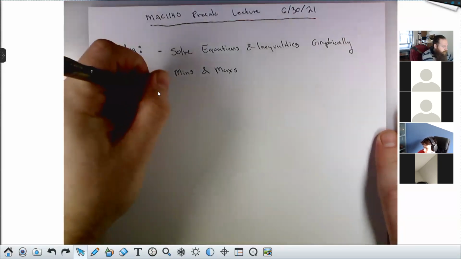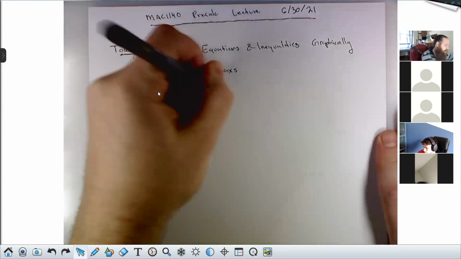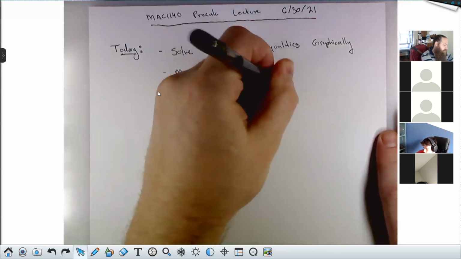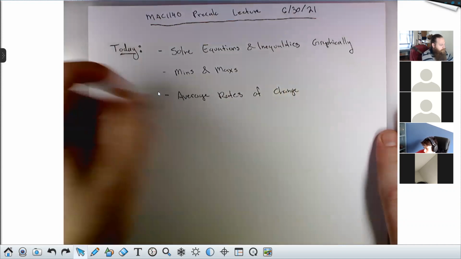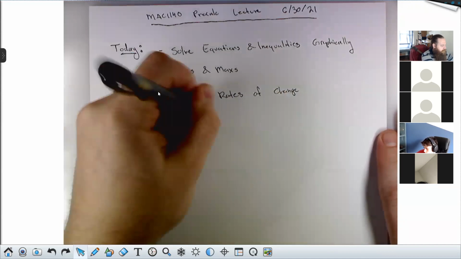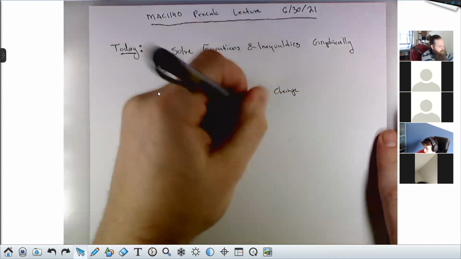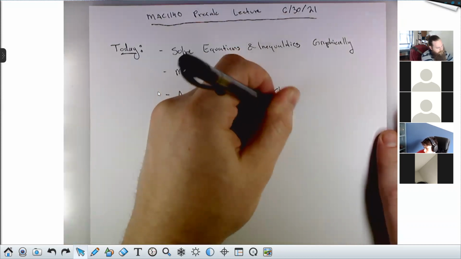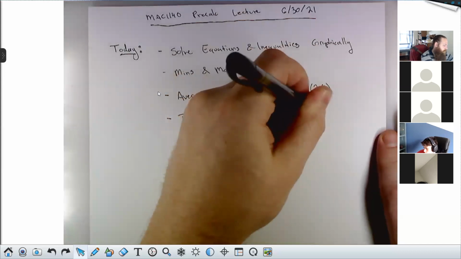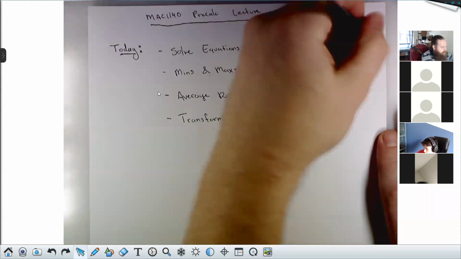And then in section 2.4, which we're going to cover today, we're going to talk about average rates of change. And if there's time, we're going to begin section 2.5, which is on transformations of graphs. So yeah, this was 2.4, this is 2.5, and both of these are finishing up 2.3.